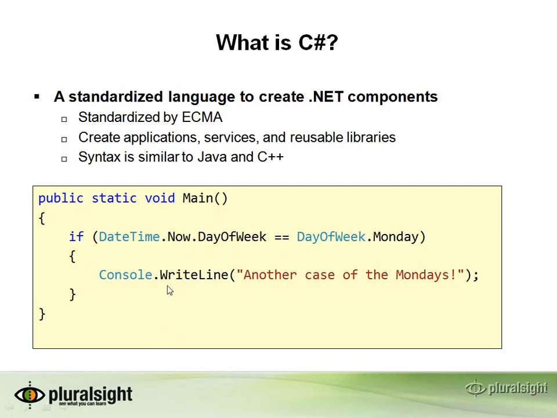Inside of here, we're calling another method, WriteLine. This method is attached to a Console class. So Console.WriteLine is forcing WriteLine to execute, and we're passing it some data. We're passing it a parameter. We're passing it information that it's going to write onto the screen. In this case, it's just going to write out the text, "Another case of the Mondays." And again, that only happens on a Monday.